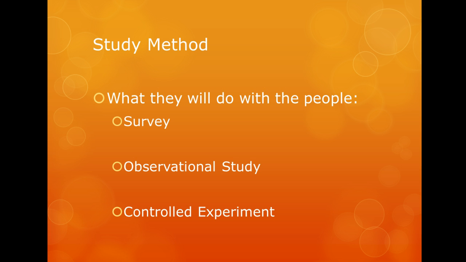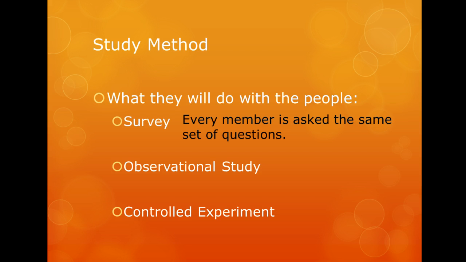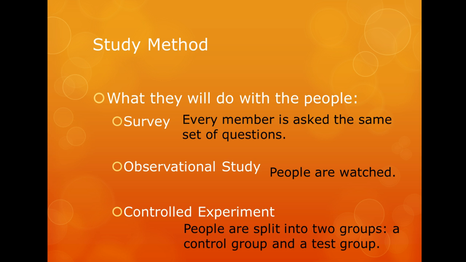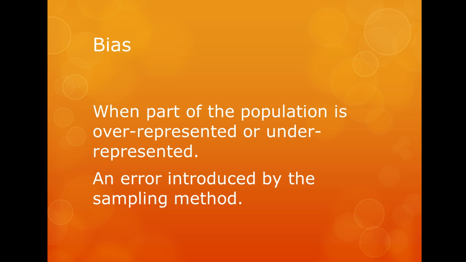Study method is what they are going to do when they have their people together. Once they have their sample people, now what are we going to study? We can ask them to do a survey. Every member is asked the same exact set of questions. We could observe them. We're just going to watch them and they don't know what we're watching them for. Or it could be a controlled experiment where the people are split into 2 groups, a control group and a test group.